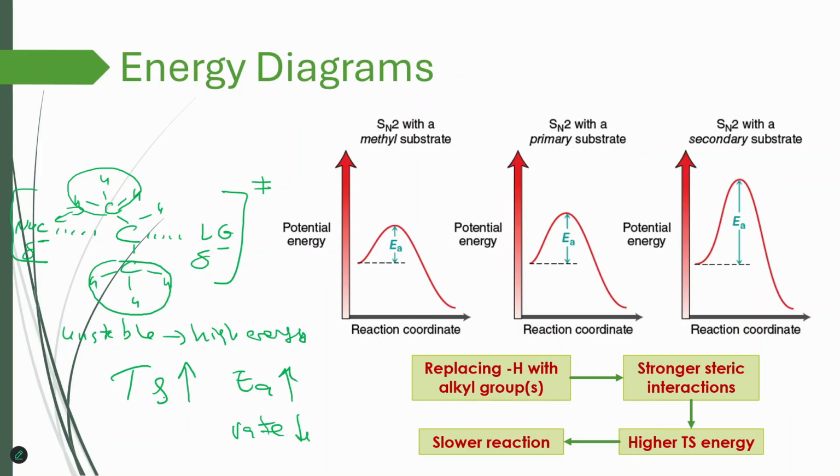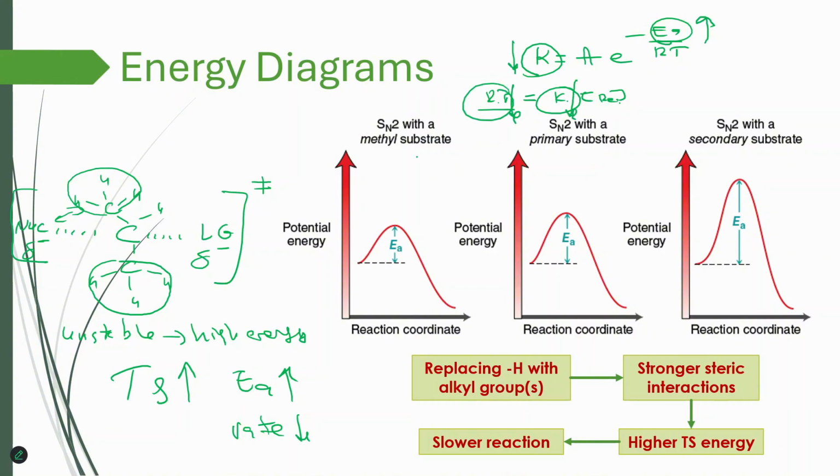And what's the relationship between activation energy and rate? We can find it using the Arrhenius equation, where the rate constant k equals A e to the power of minus Ea over RT. The reaction rate depends on k and the concentration of reactants, and k in turn depends on activation energy. The higher the activation energy, the lower the k, the lower the rate constant, and the lower the reaction rate. That's the reason why any destabilizing effect on the transition state will ultimately result in a slower reaction rate.